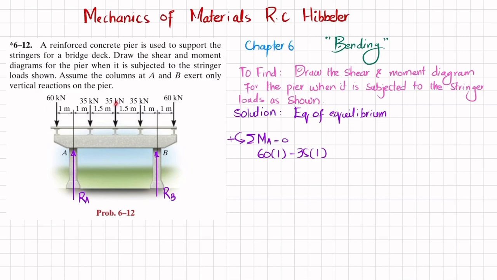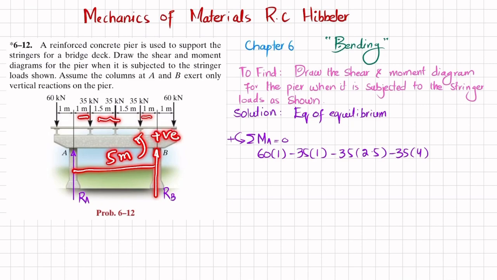The third moment is produced by this 35 kilonewton load, and now the perpendicular distance is 2.5 meter, and this is also producing clockwise, so it will be negative. So I will write minus 35 into 2.5. The fourth moment is due to this 35 kilonewton load, and now the distance is 1.5 plus 1.5 plus 1, which is 4 meter, and this is also clockwise, so it will be negative. So I will write minus 35 into 4. The other moment is produced by RB into the perpendicular distance, now 3 plus 1 plus 1, which is 5 meter. And this is producing counterclockwise, so it will be positive. So I will write plus RB into 5.